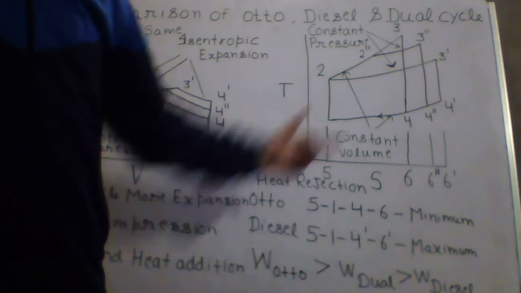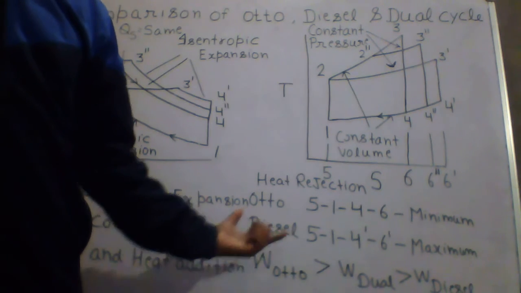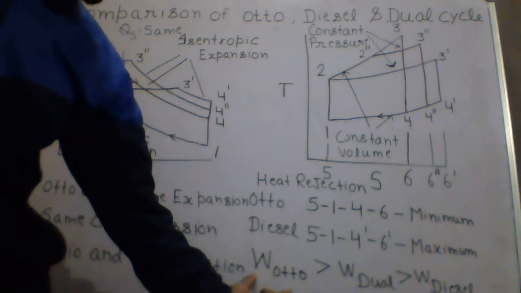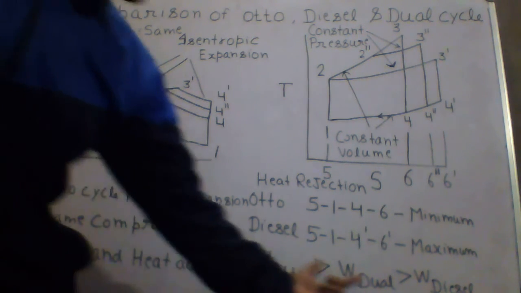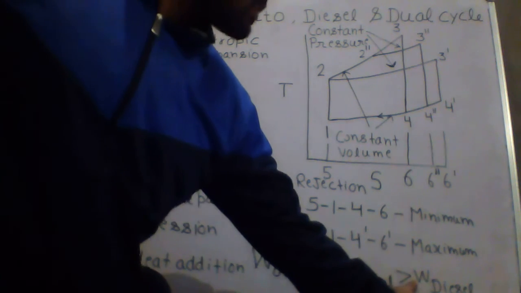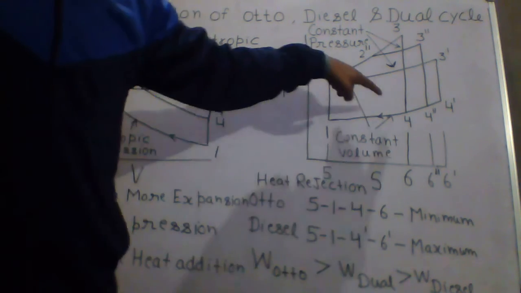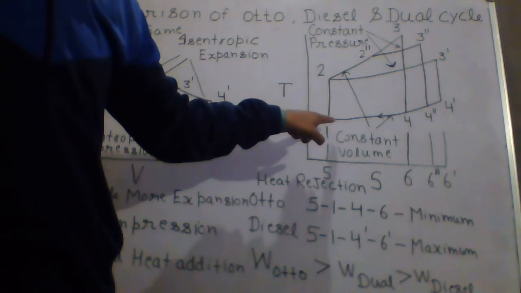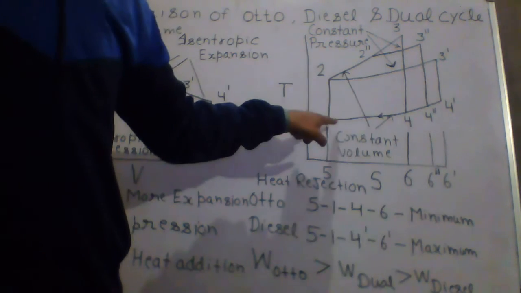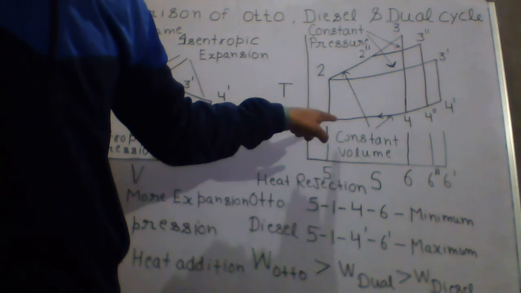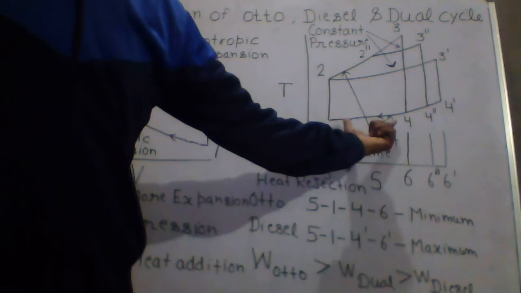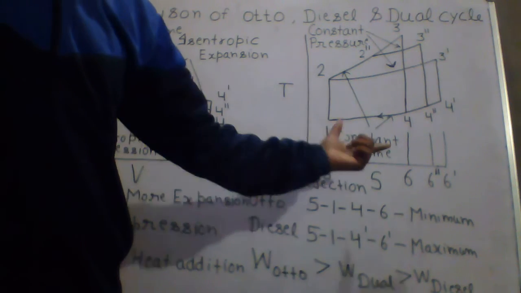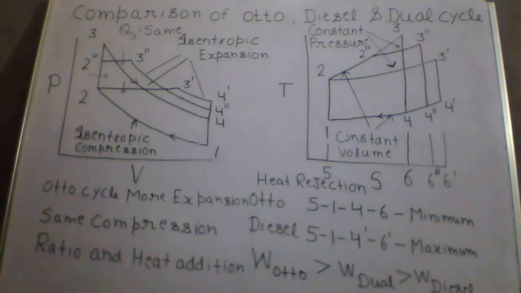The amount of heat rejection will decide which cycle is more efficient and which cycle will produce more work. So Otto cycle will produce more work as compared to dual cycle, and diesel cycle will produce minimum work because heat rejection in case of diesel cycle is more. In case of Otto cycle, heat rejection is less, so the amount of work produced in Otto cycle is maximum.